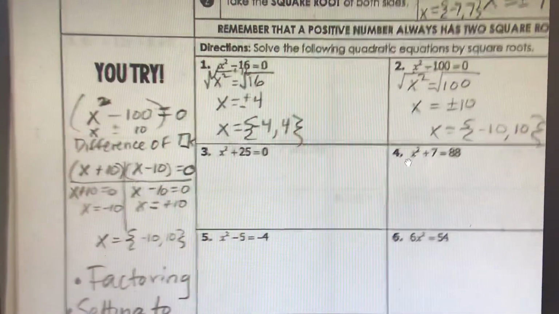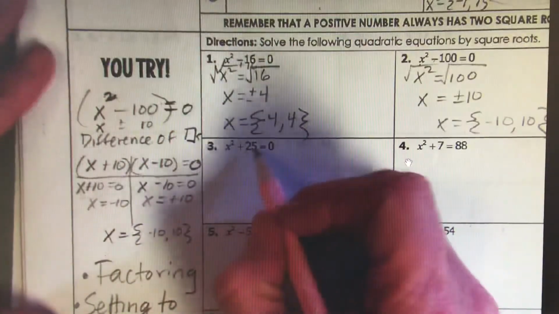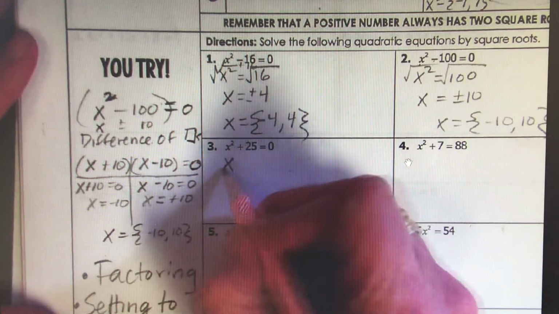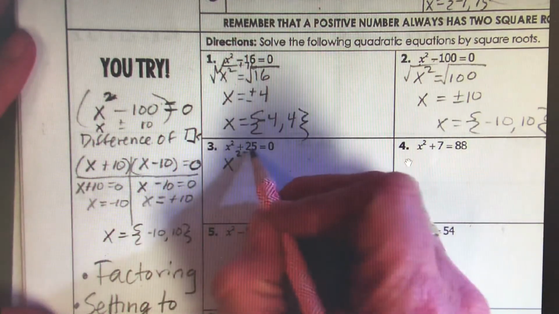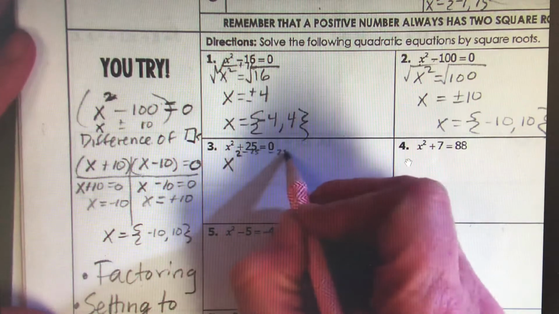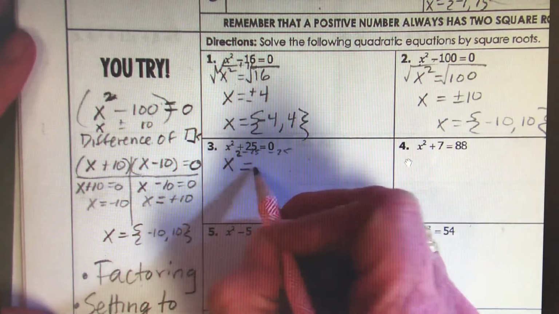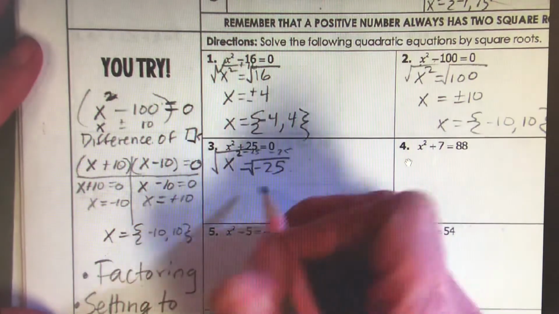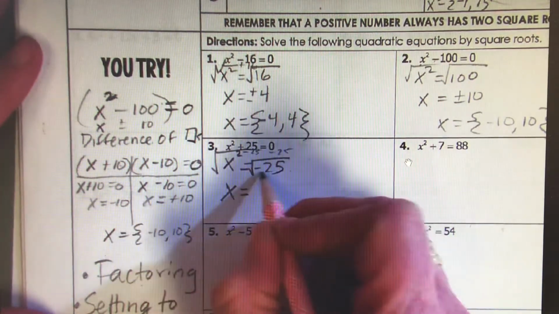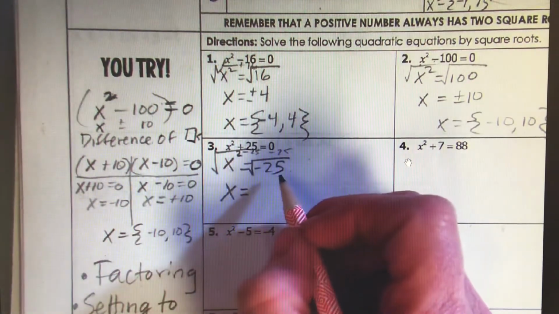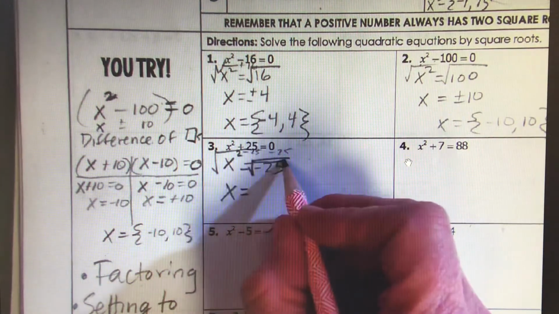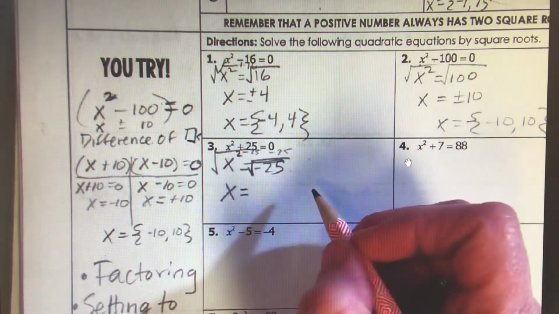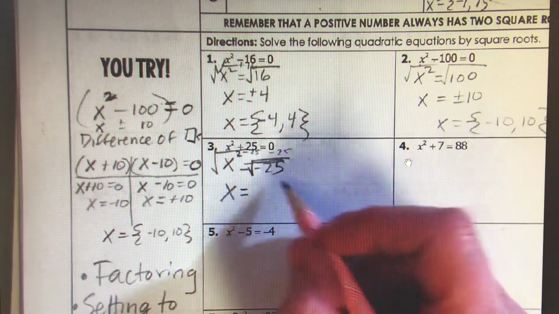So now let's look here. Number 3 is going to be a little different. It's not a difference of squares, but I can go ahead and isolate. I'm going to subtract 25. I'm going to have x squared equals negative 25. Let's take the square root. x is equal to, oh gosh, now I have a negative 25. Does a negative number earn me a square root?